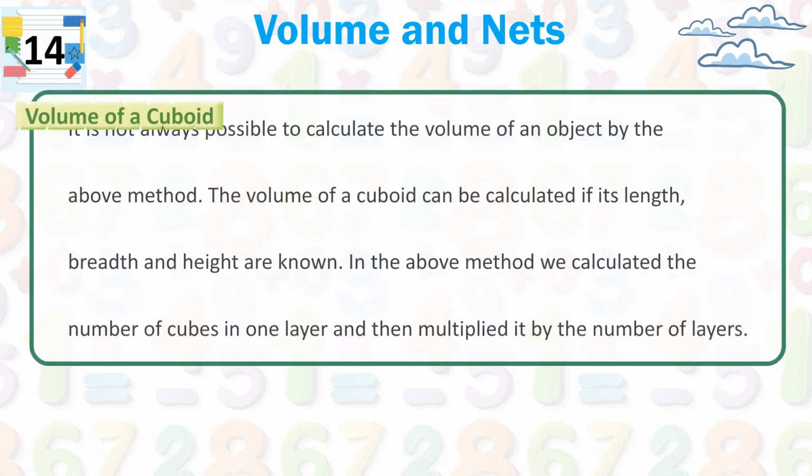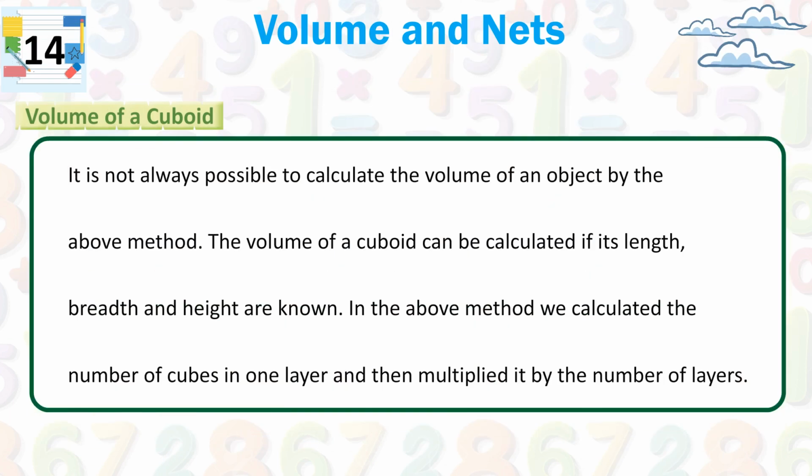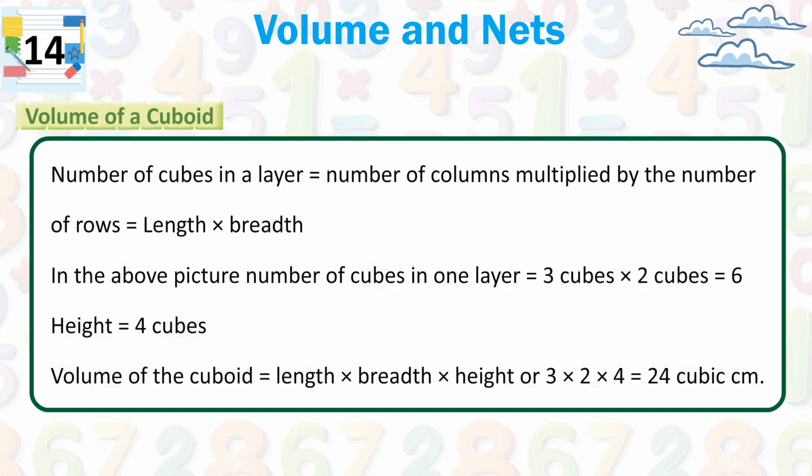Volume of a cuboid. It is not always possible to calculate the volume of an object by the above method. The volume of a cuboid can be calculated if its length, breadth and height are known. In the above method, we calculated the number of cubes in one layer and then multiplied it by the number of layers. Number of cubes in a layer is equal to number of columns multiplied by the number of rows, which is equal to length into breadth.